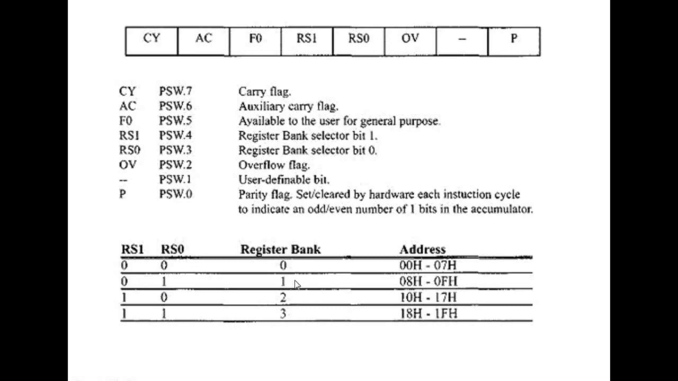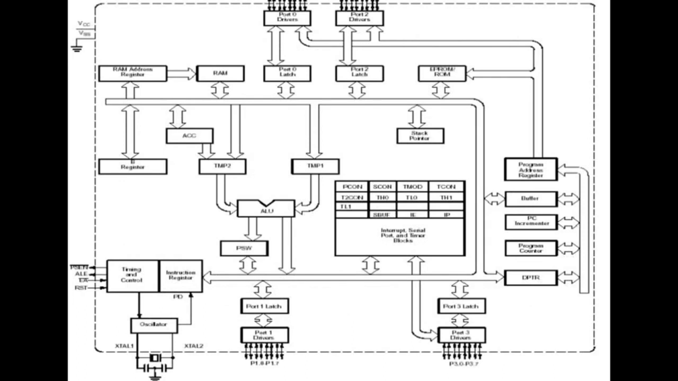If 01, then we are going to access register bank 1, which is from 08 to 0F. If 10, we are going to access register bank 2, that is from 10 to 17. If it is 11, we are going to access register bank 3, which is from 18 to 1F. Coming to the next one, stack pointer.